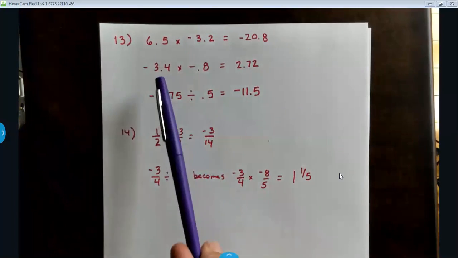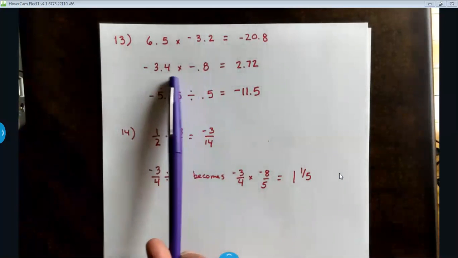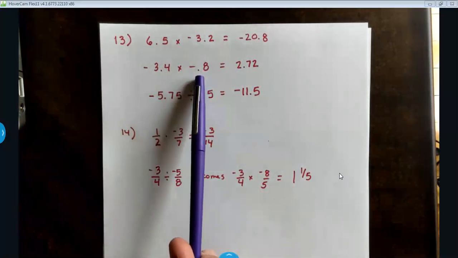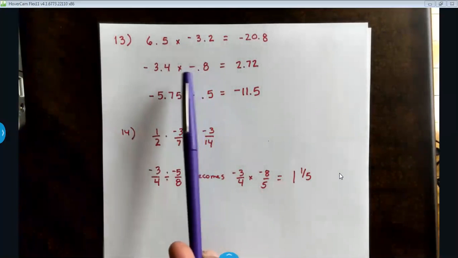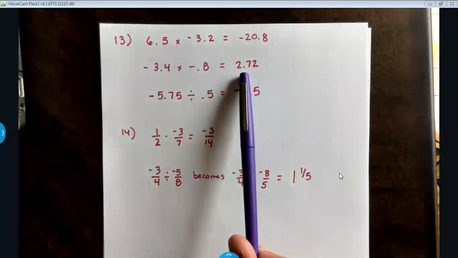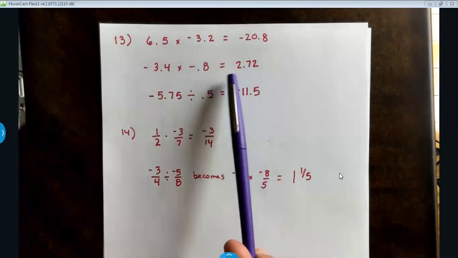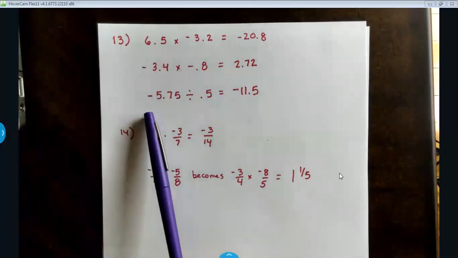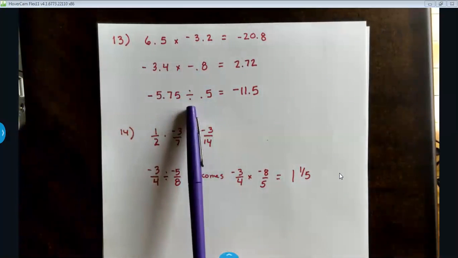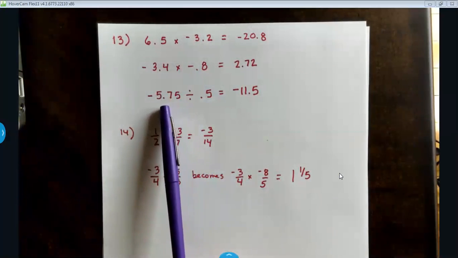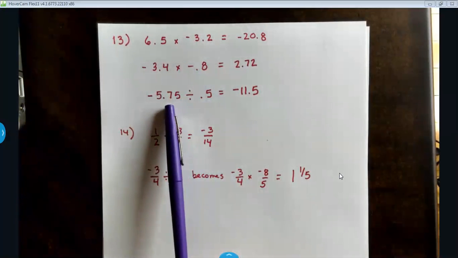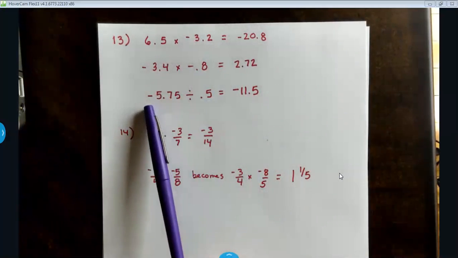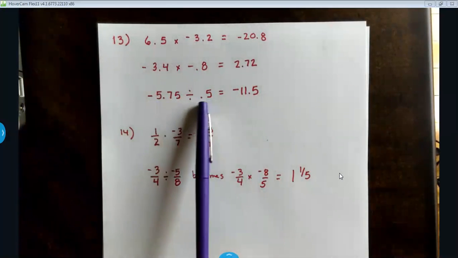In the next example, we have two negatives that are multiplied together, a negative 3.4 times a negative 0.8. I multiply those two numbers together and I get 2.72. That remains positive because there are two negatives involved. And if I had a negative 5.75 divided by 0.5, I'm going to divide those two like I normally would. And I get 11.5. It's negative because there is only one negative involved.